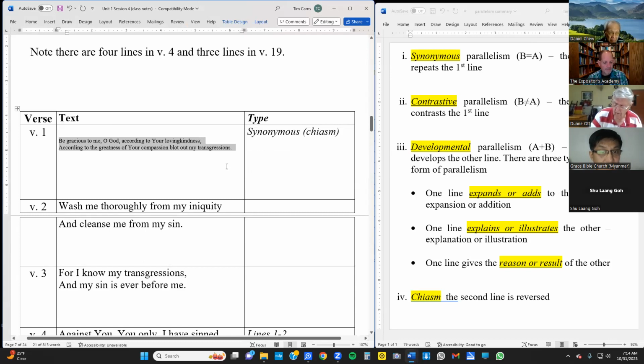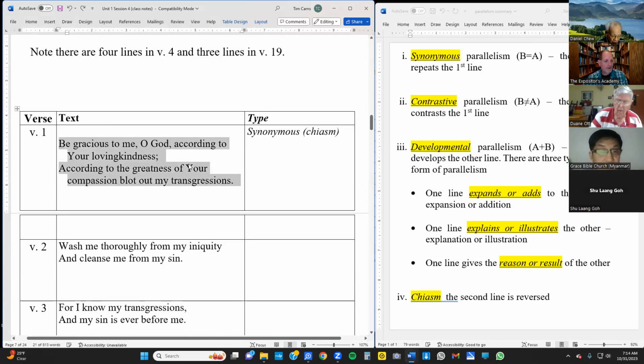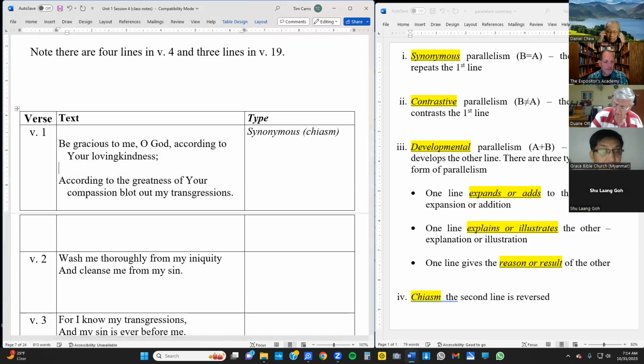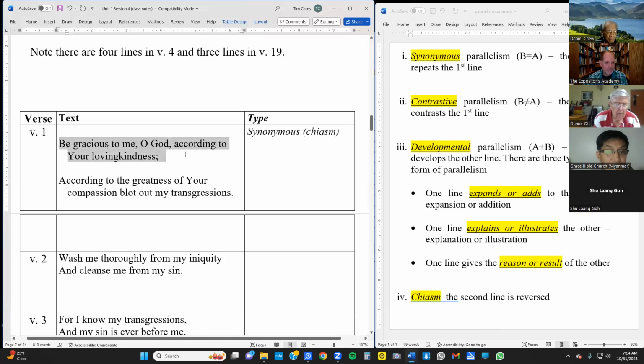So we have here two lines, and we noticed before how the lines connect. He says, "Be gracious to me, O God, according to your loving kindness." And then notice, "According to the greatness of your compassion, blot out my transgressions." So here we have, I think, a synonymous parallelism.